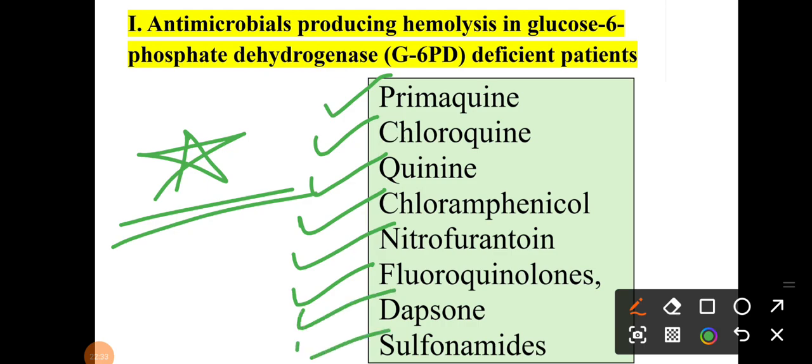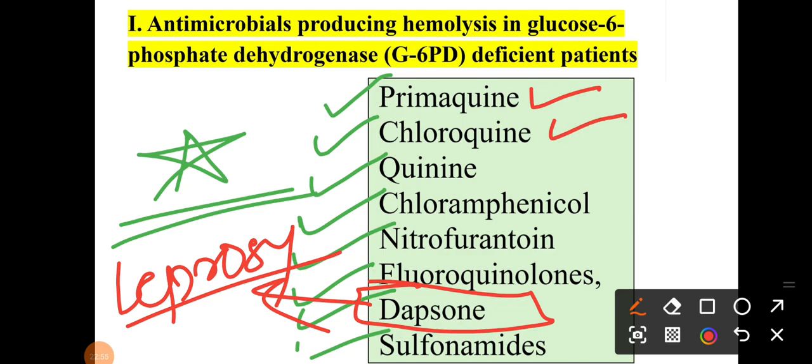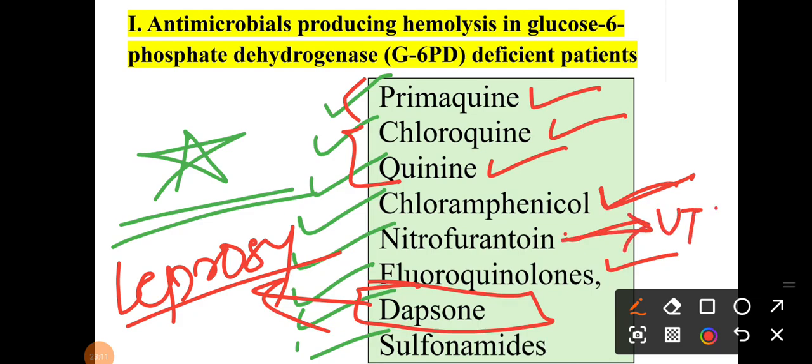So what is dapsone? Okay, so dapsone, right, we have studied dapsone. So dapsone is an anti-leprotic drug. Okay, that is again the sulfonamide, but specifically that is active against leprosy. Okay, primaquine, chloroquine, right, even quinine, these are used in malaria. Chloramphenicol and nitrofurantoin, fluoroquinolones. Okay, so these are again, chloramphenicol is your broad spectrum antibiotic. Nitrofurantoin, this is generally used in your urinary tract infection.